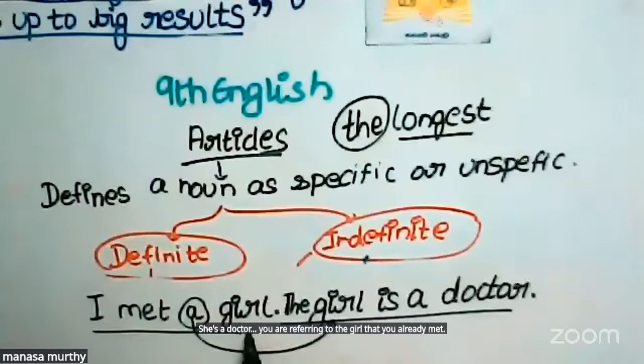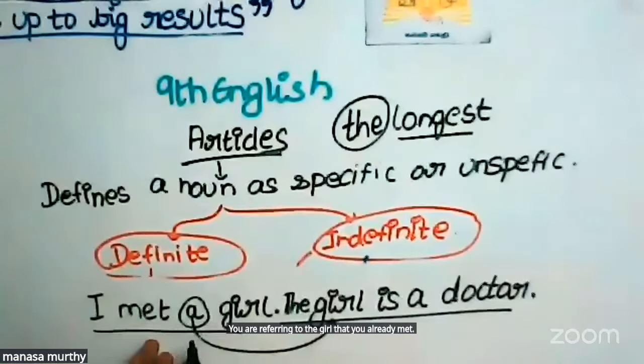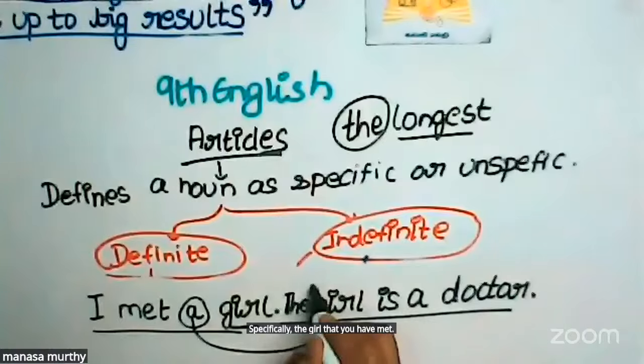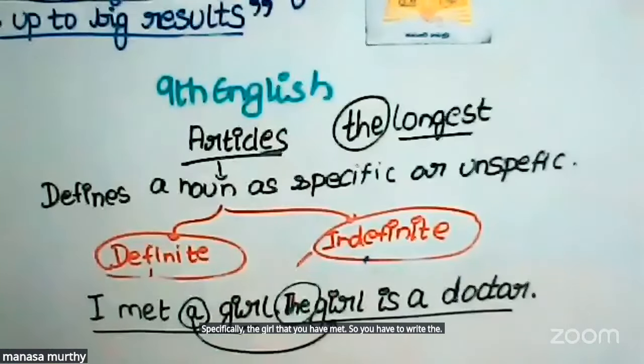You are referring to the girl that you have already met. It isn't a random girl now. First sentence barivagalene as random girl. Next time when you are saying something about this girl, it is specifically the girl that you have met. So you have to write the as an article over here.